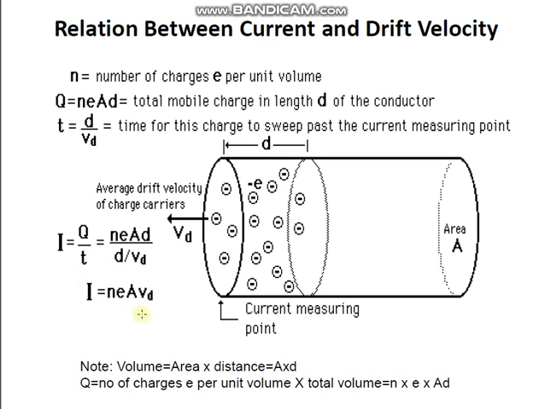Again I am repeating: I is equal to nAeVd, where n is the number of electrons per unit volume, e is the charge on an electron, or we can say the charge on any charge carrier, A is the area of cross section, and Vd is the drift velocity. So this is the relationship between current and drift velocity.